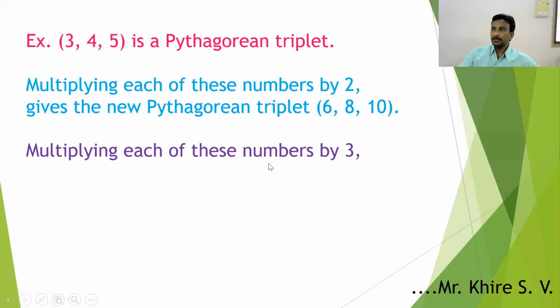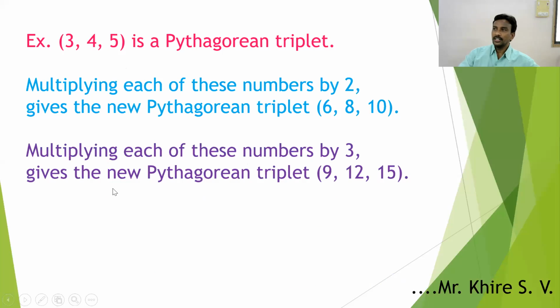Similarly, if we multiply each of these numbers by 3, meaning 3, 4, 5 multiplied by 3, then we will get 3 times 3 is 9, 3 times 4 is 12, and 3 times 5 is 15. Means the new Pythagorean triplet becomes 9, 12 and 15 after multiplying by 3. Got it?